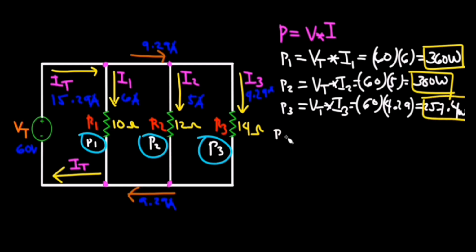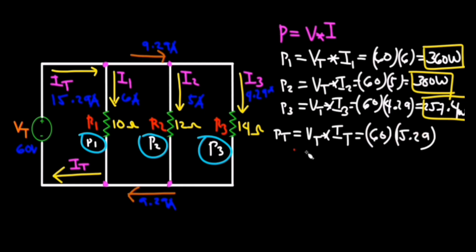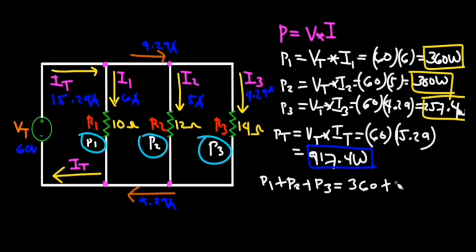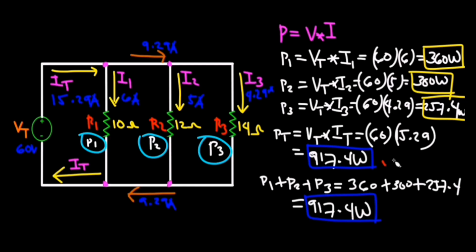So next, we will solve the power delivered by the source. It is equal to Vt times It. Using the values, 60 times 15.29. The result is 917.4 watts. Then we will add P1, P2 and P3. 360 plus 300 plus 257.4. This will be equal to 917.4 watts, which is also equal to the total power delivered by the source.